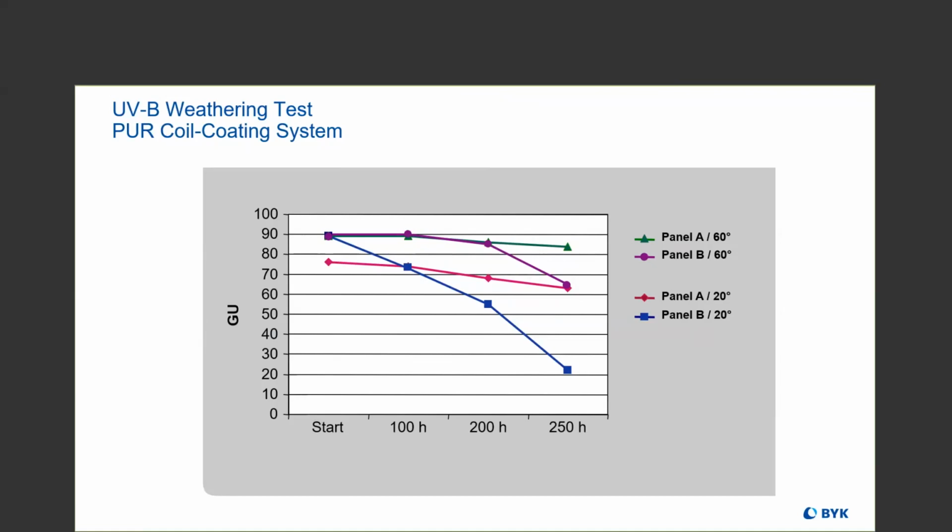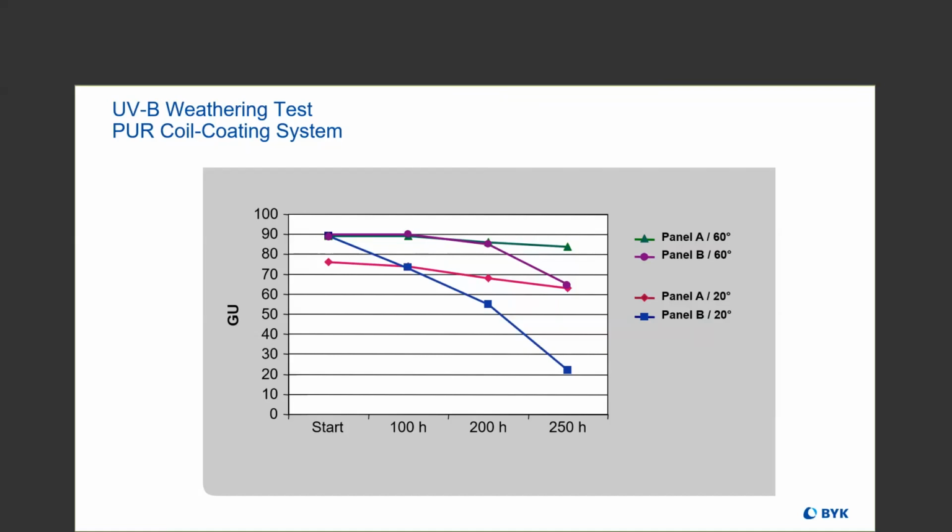But we can see these four curves here. We have that purple and green curve at the top representing the measurements of panel A and B by the 60-degree geometry. And you can see that they don't really change very much. After 200 hours, we're not seeing a whole lot of change in the gloss level with the 60-degree measurements. After 250, we do see a bit of a drop in panel B. Pretty significant, not huge, but we are seeing some significant differences.